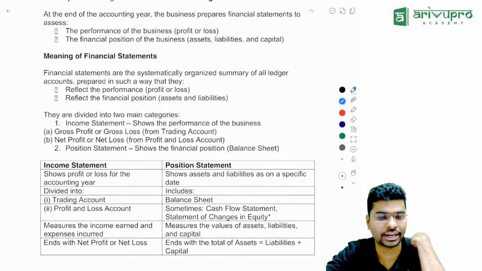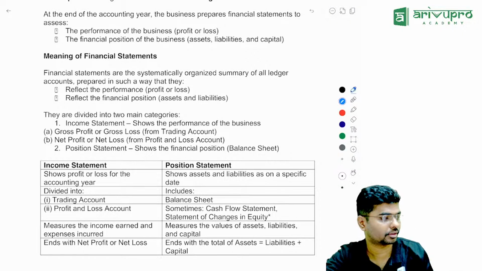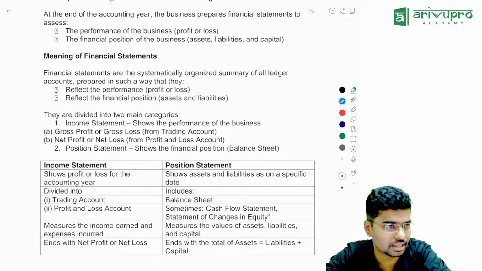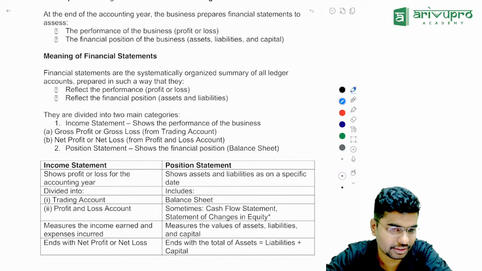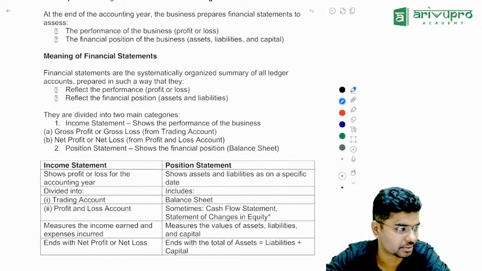Any item or adjustment which is outside the trial balance should appear twice in the financial statements. Should appear twice in the financial statements.